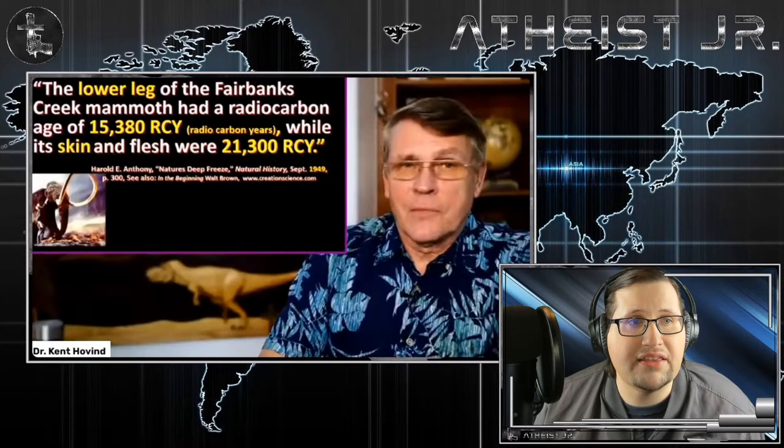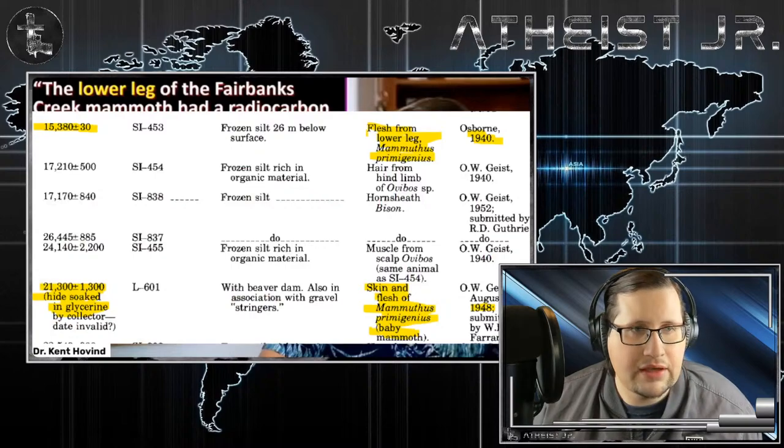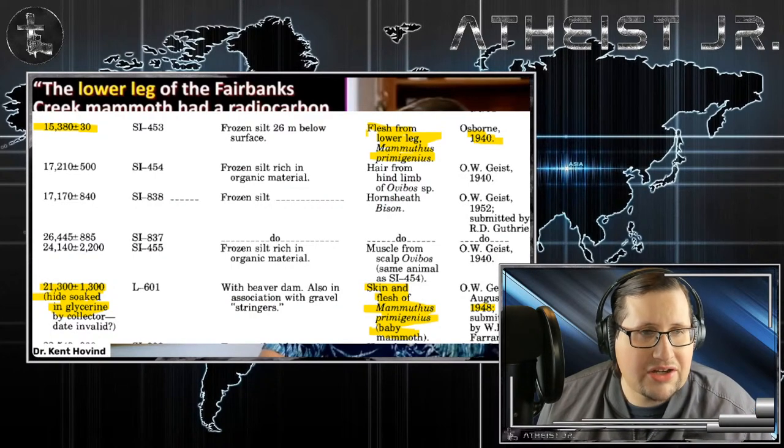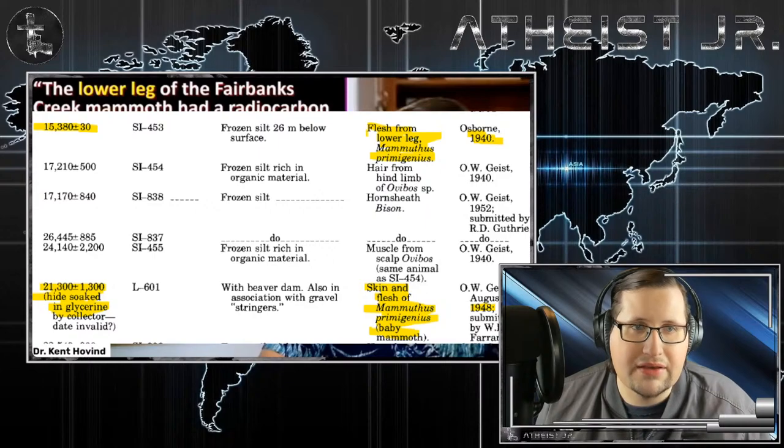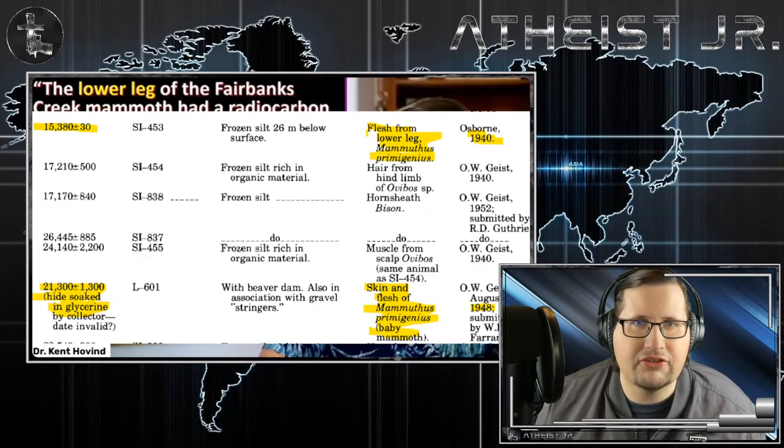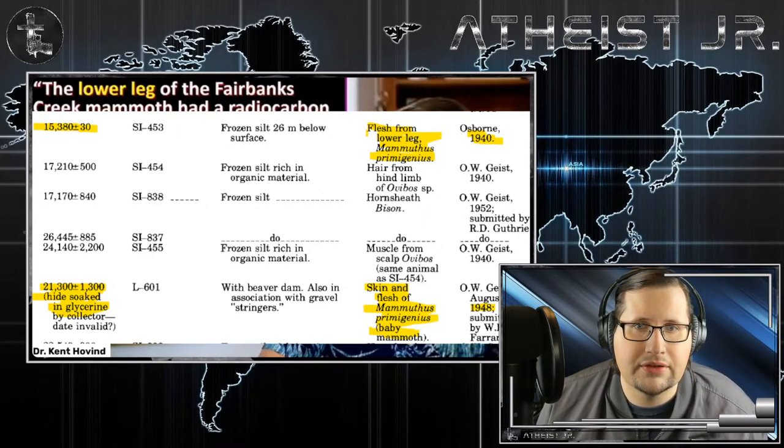So he's presenting this like it's one mammoth that gave two different dates. But if you look at the actual paper this came from, it was not the same mammoth, okay? It was two different mammoths, because this one was found, or dated, 8 years later. But Kent is still showing this slide after it's been explained to him multiple times.